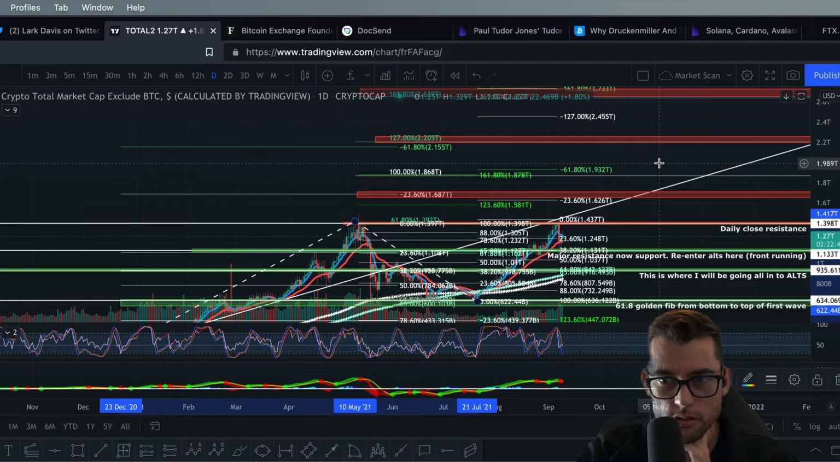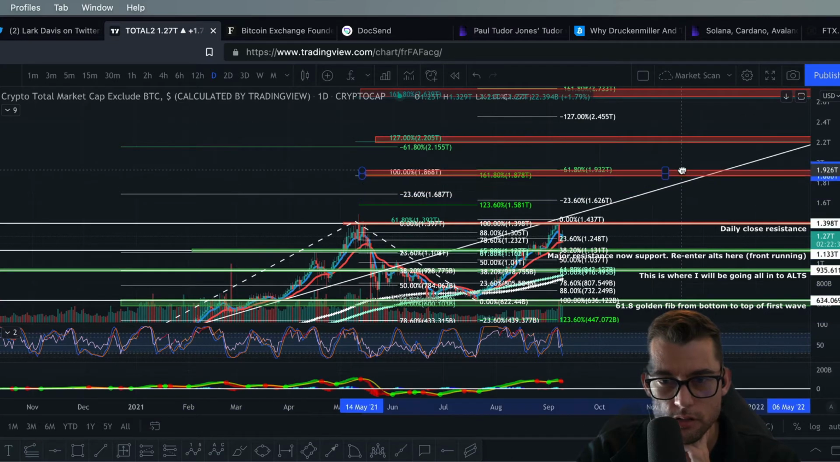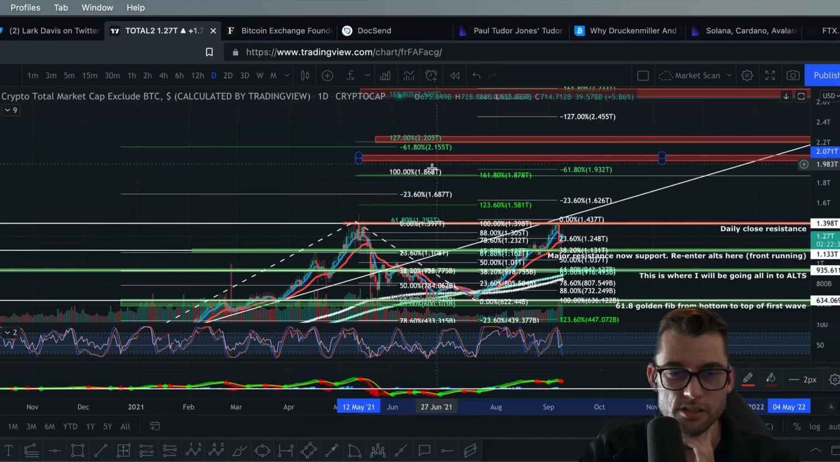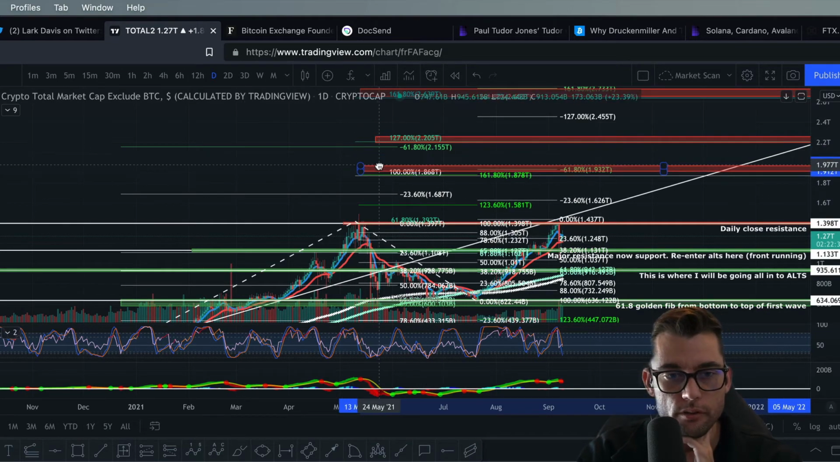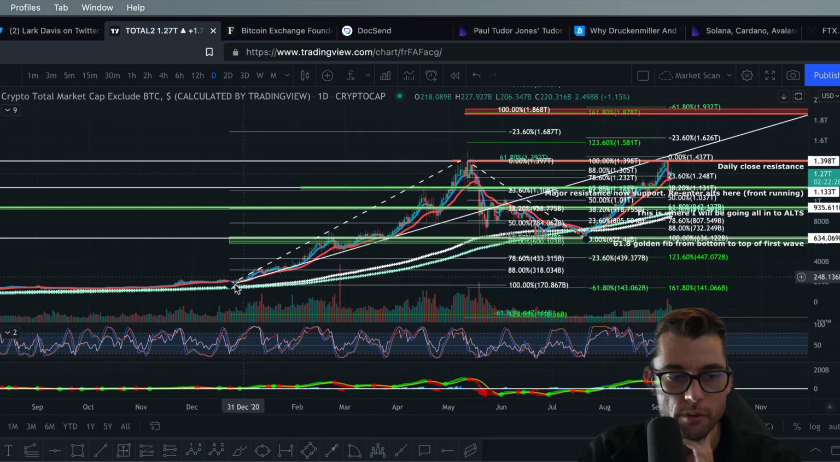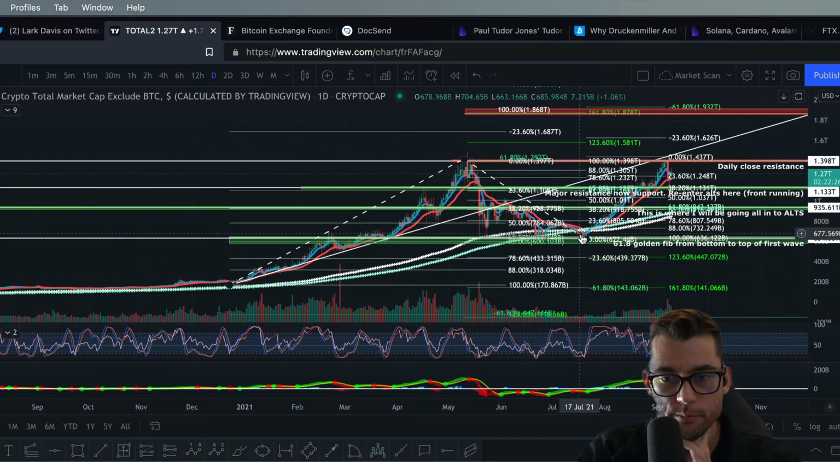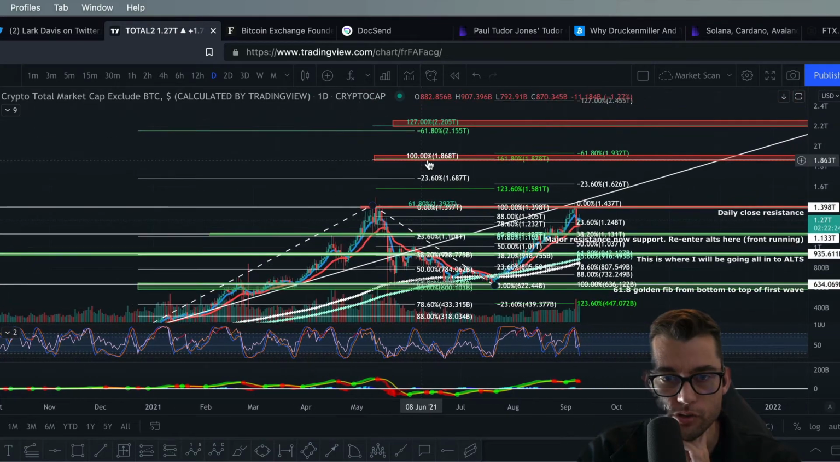This right here lines up very well. This is the 100% Fibonacci extension. So 100% of the move, okay, 100% of the move from the bottom to the top, back to the bottom, is right here.